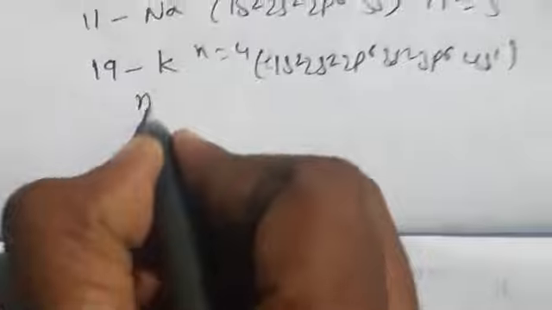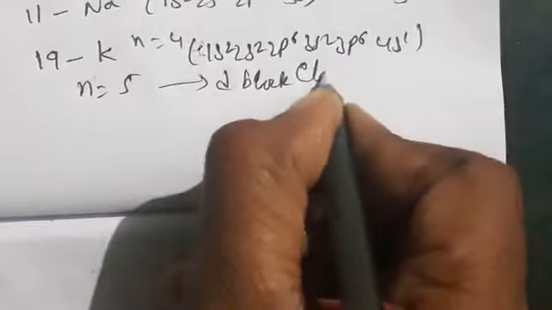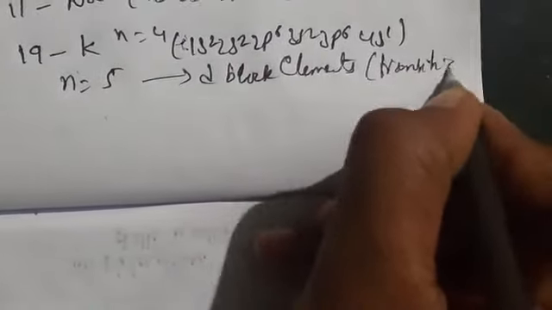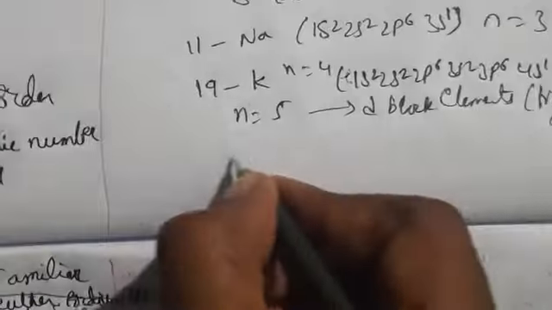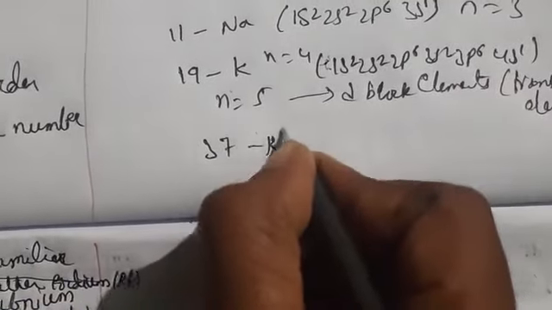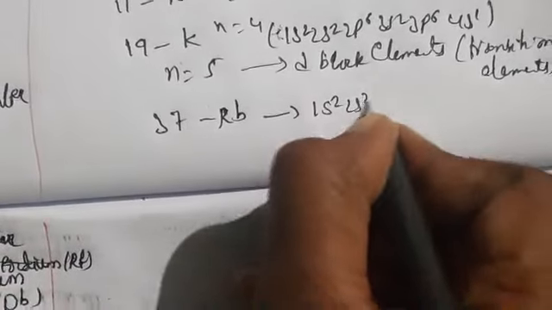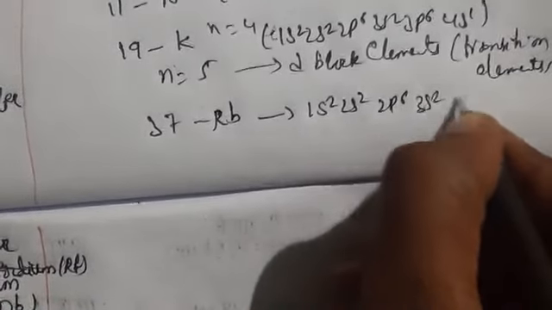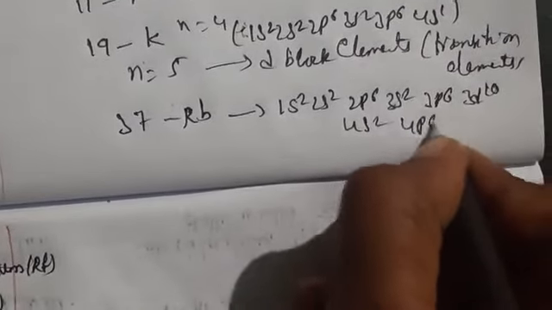Rubidium, if you have been taking n equals 5, the d block elements, that is transition elements. We can say d block elements are also known as transition elements. If you are taking atomic number 37 for rubidium, you will be getting the configuration 1s2 2s2 2p6 3s2 3p6 3d10 4s2 4p6 5s1. So it is entering into 5s1.